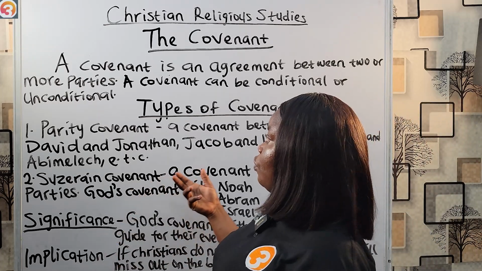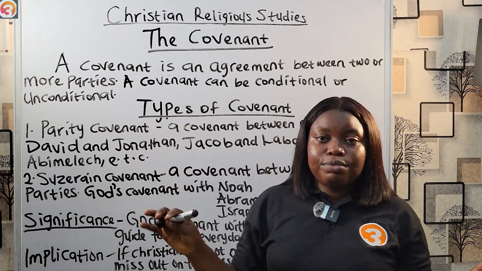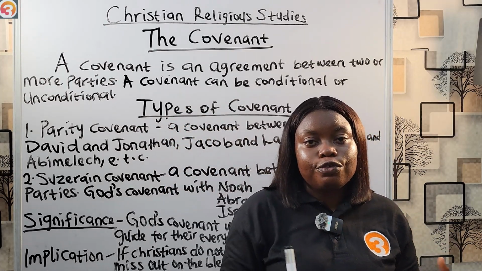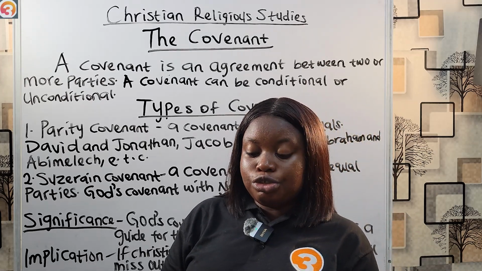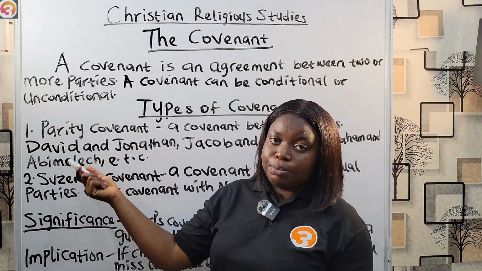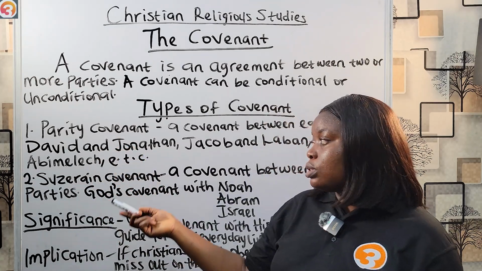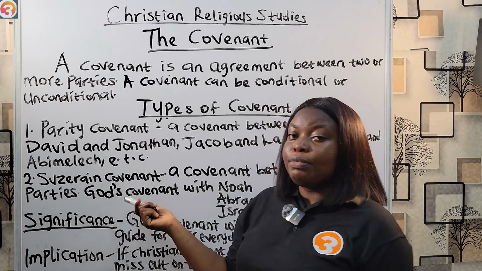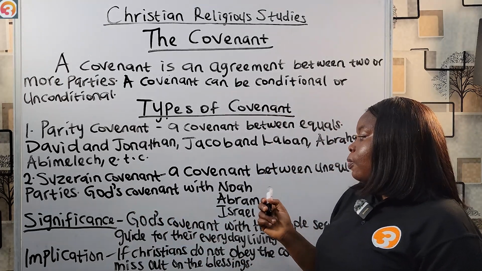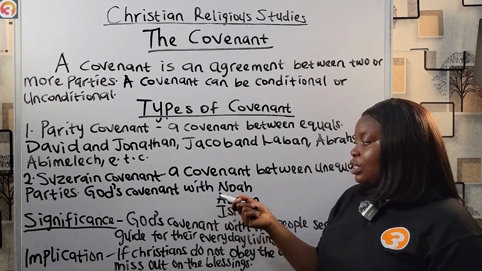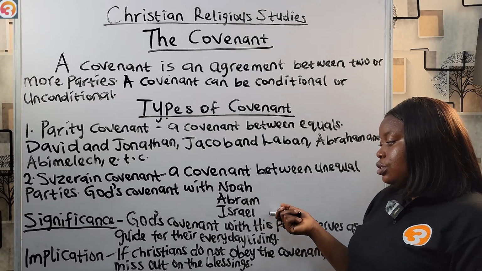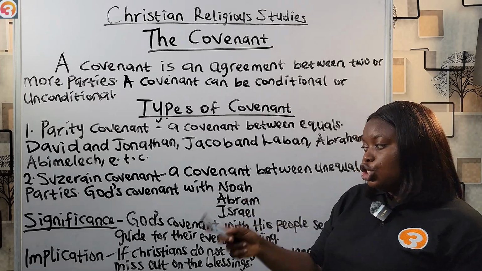That's it for covenant. A covenant is simply an agreement between parties where the parties have to fulfill their own end of the bargain. A covenant can be conditional or unconditional, and there are two major types: parity covenant, one between equals, and suzerain covenant, one between unequal parties, which is going to be our major focus. Very shortly, we'll be looking at God's covenant with Noah. We'll look at his covenant with Abraham, his covenant with Israel, both the old covenant and the new covenant.